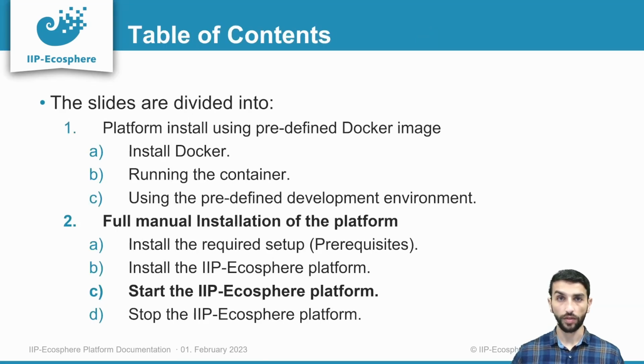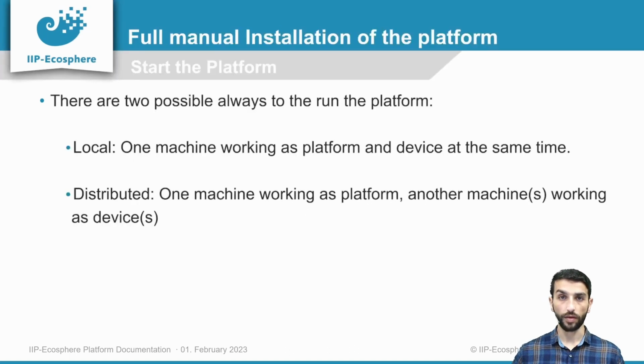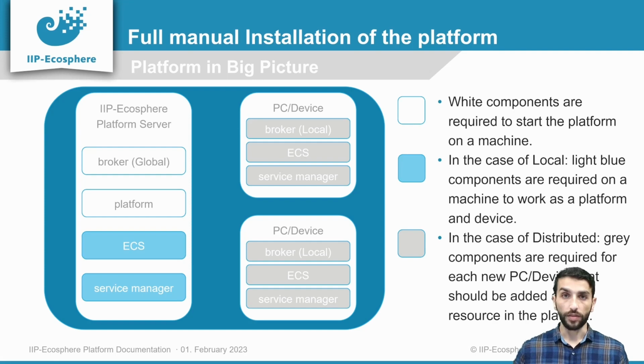Now we will see how to start the IIP-Ecosphere platform. We don't run any application since it's a test run for the platform. There are 2 possible ways to run the platform. Local: one machine working as platform and device at the same time. Distributed: one machine working as platform, another machine or machines working as device or devices. The shown image presents the component for the platform server and the component for the device in a big picture for local and distributed cases.